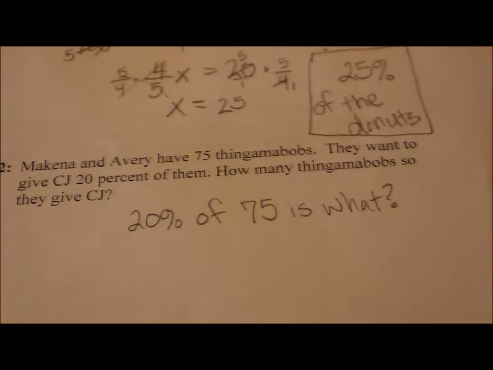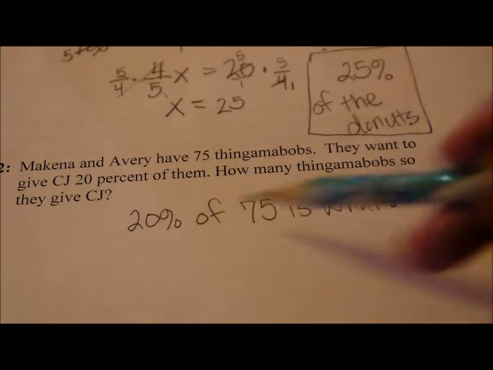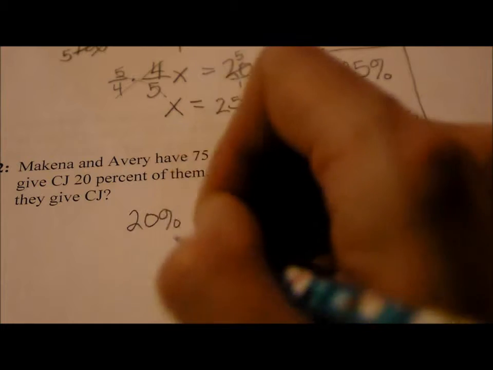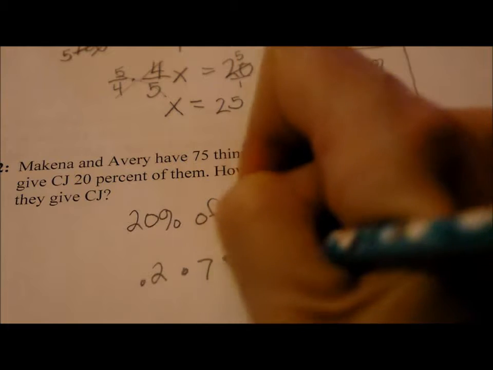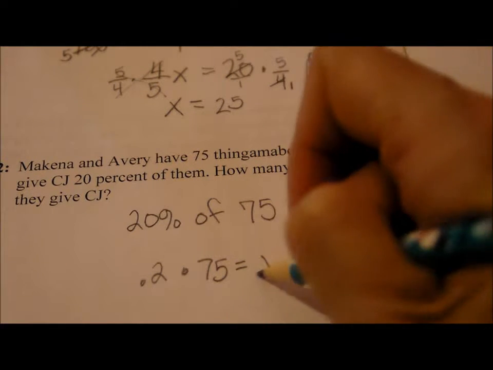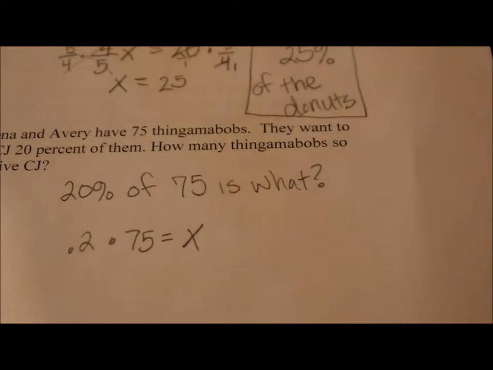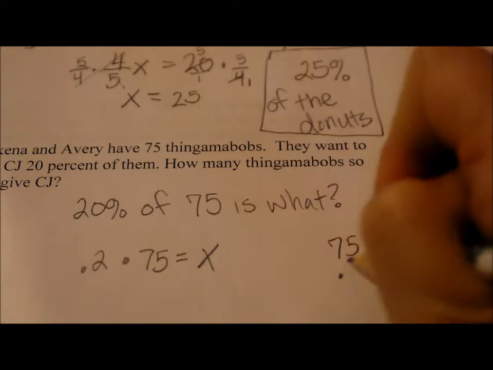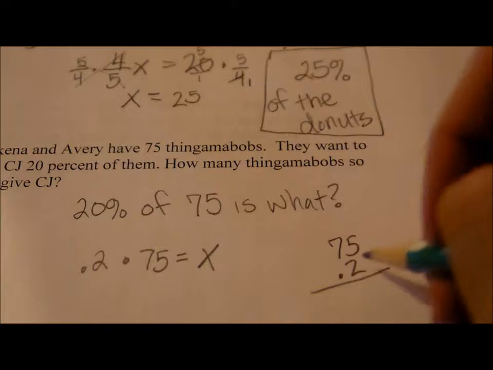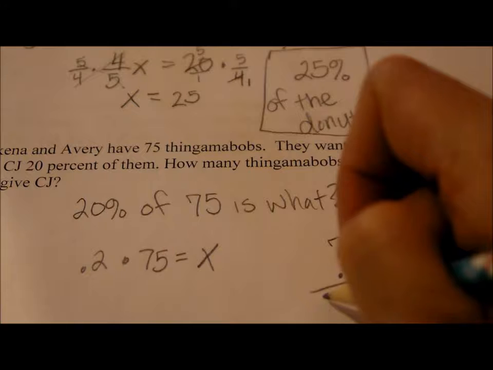Okay, we can either do it with fractions or decimals. The last one I did, we used fractions, so I'm going to do decimals for this one. To convert 20% to a decimal, I'm going to say 0.2 times 75 equals x. Now all we need to do is a little bit of a multiplication problem. I'm going to do it over here to the side. 75 times 0.2. I actually know that 75 times 2 is 150. So I'm going to write that there.